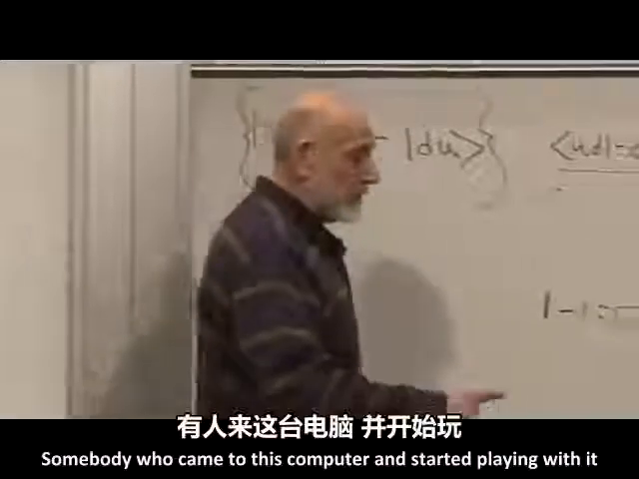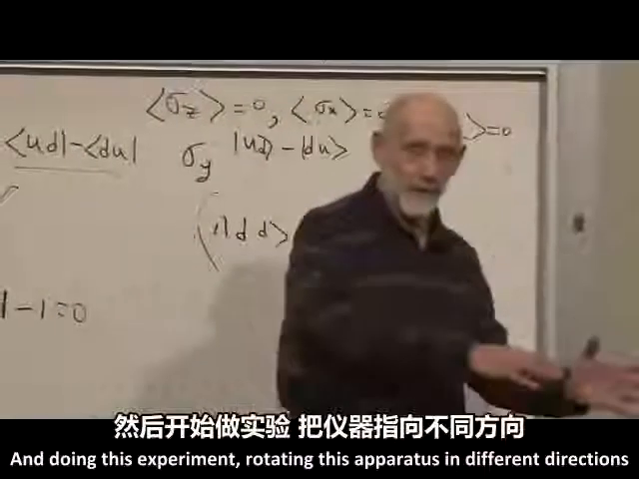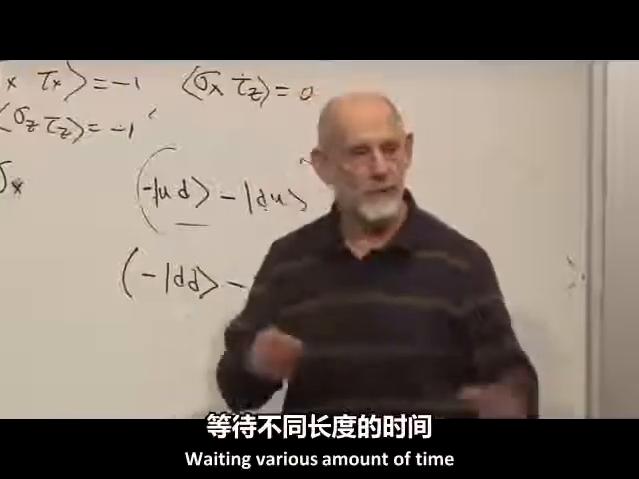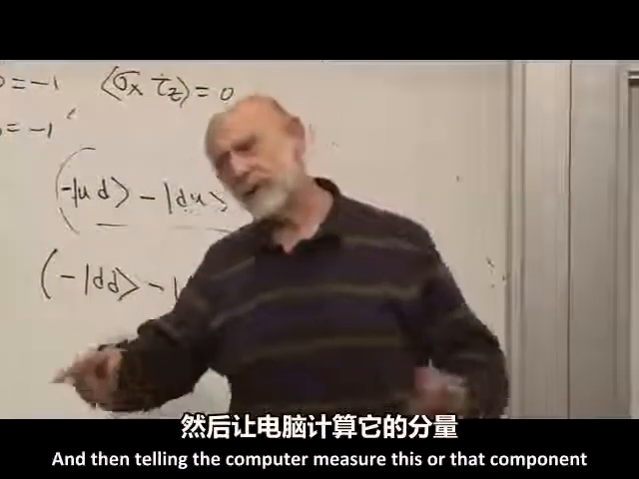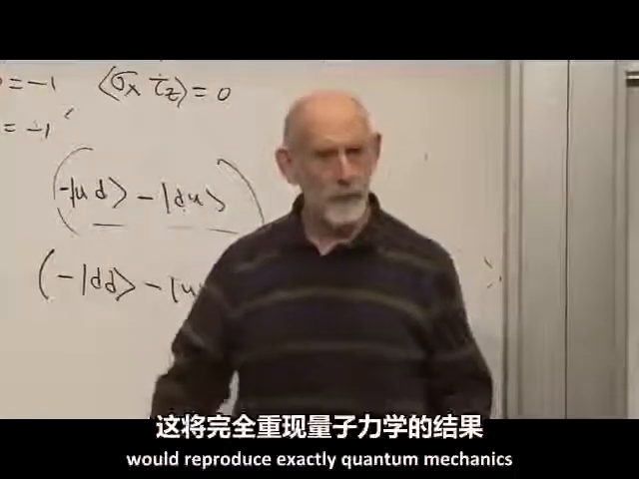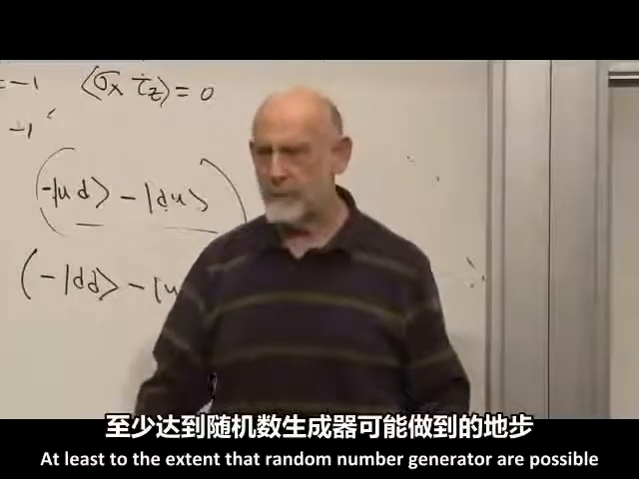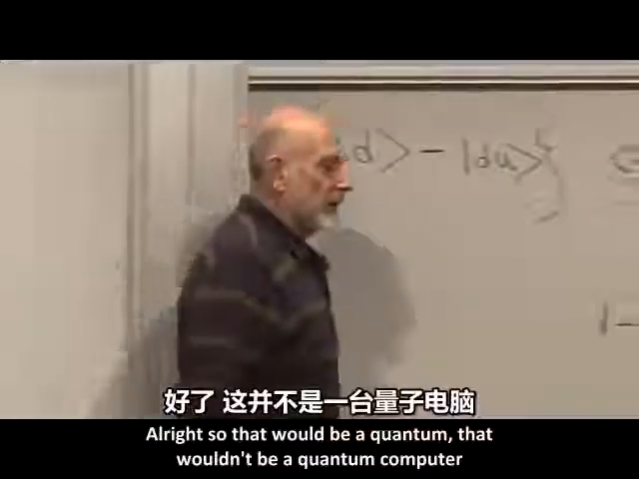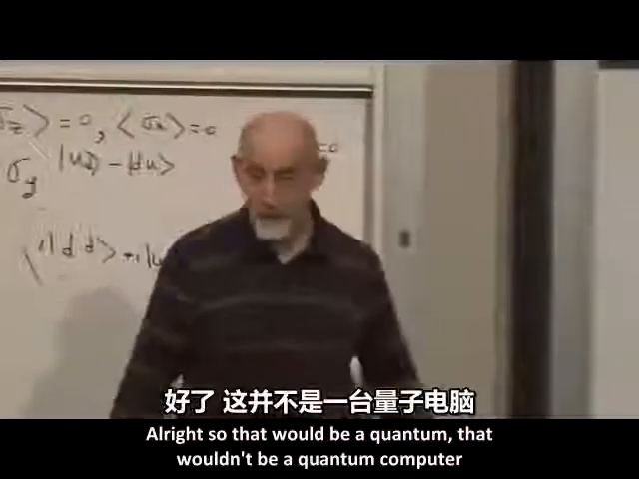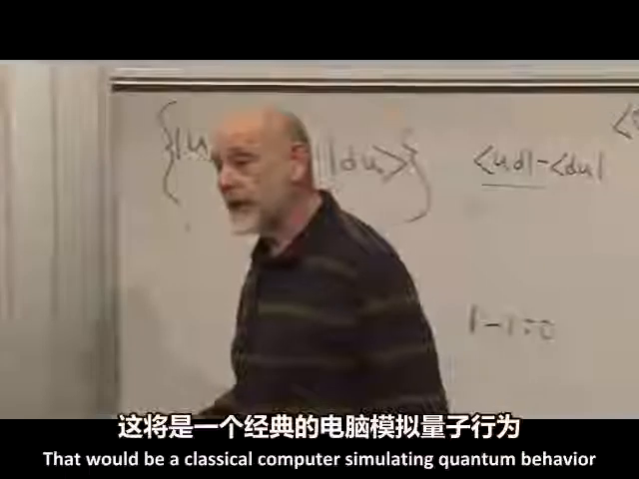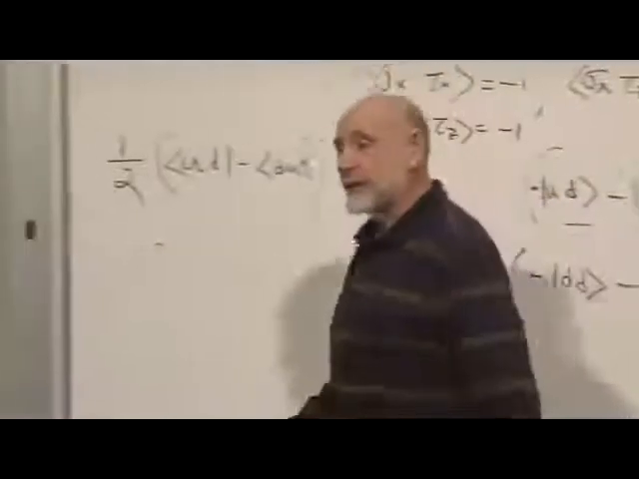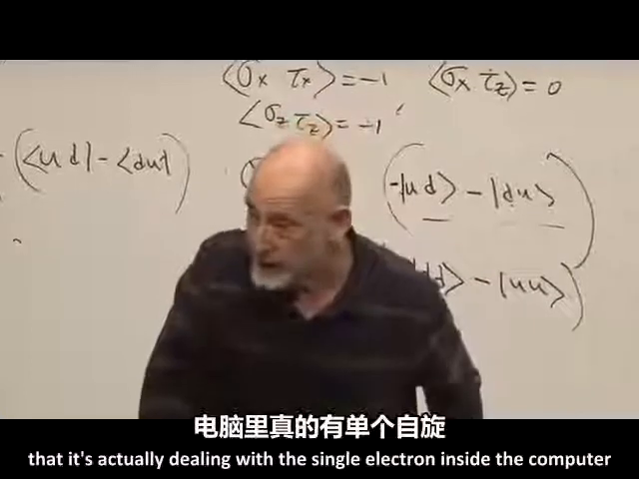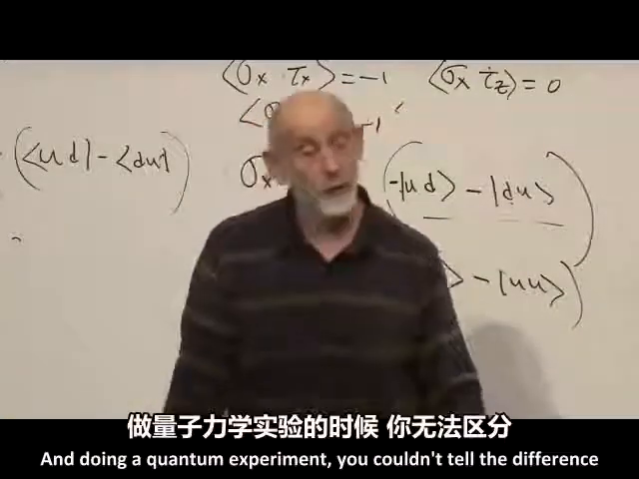Somebody who came to this computer and started playing with it and doing these experiments, rotating his apparatus in different directions, turning on magnetic fields in other directions, waiting various amounts of time, and then telling the computer, measure this or that component, would reproduce exactly quantum mechanics, at least to the extent that random number generators are possible. They're not exactly possible, but you can make pretty good random numbers. All right. So that wouldn't be a quantum computer. That would be a classical computer simulating quantum behavior, where somebody doing a little experiment on it could be fooled into thinking that it was actually dealing with a single electron inside the computer and doing a quantum experiment. You couldn't tell the difference.